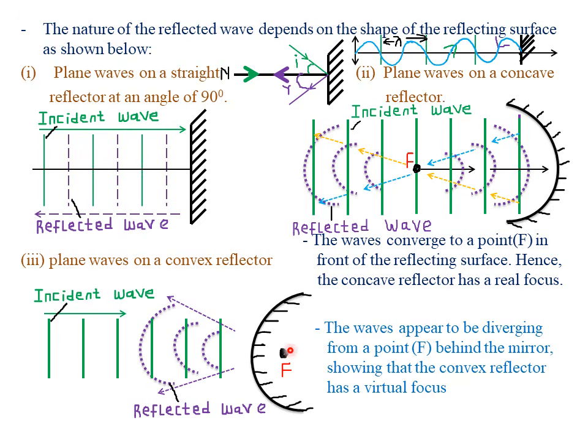Remember, virtual simply means that it is formed behind the mirror, or it is formed by imaginary rays or by rays which are not real. So again, in an exam situation, you'll be given the incident waves, then they'll ask you to sketch the reflected waves. So just remember that the reflected waves will take the shape of the reflecting surface. That is, if the incident waves were plane, then they'll be moving in opposite direction to the direction of the incident waves.